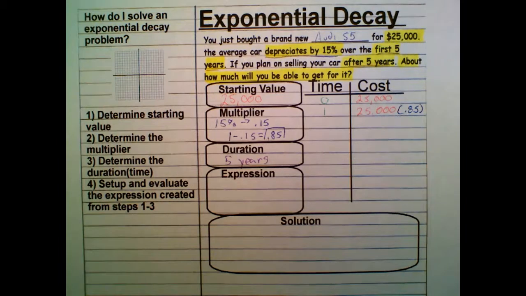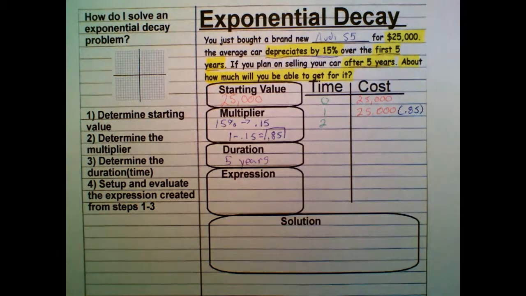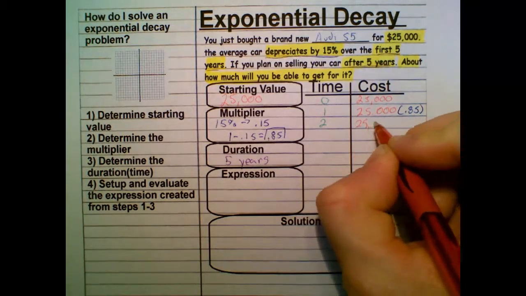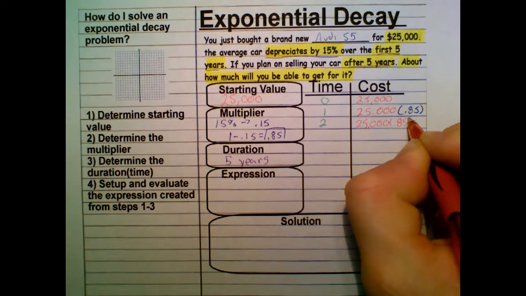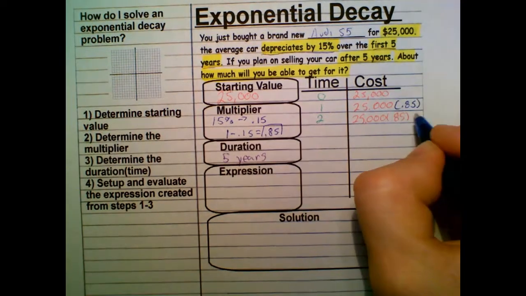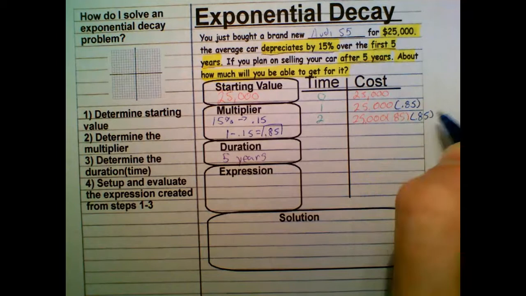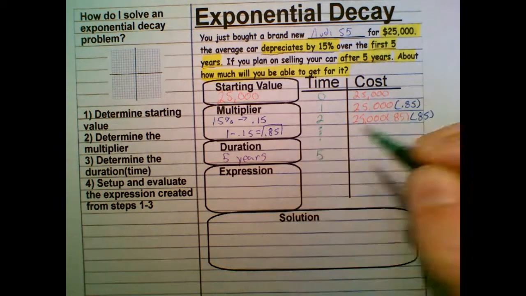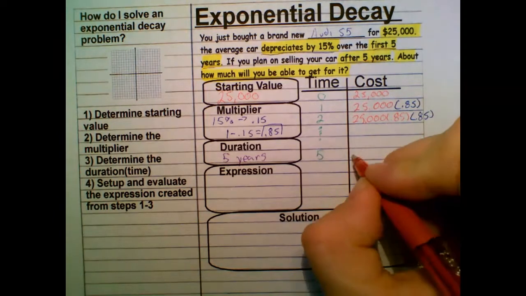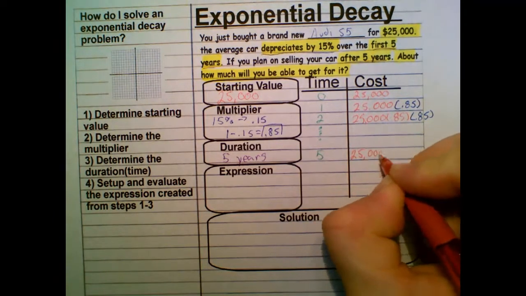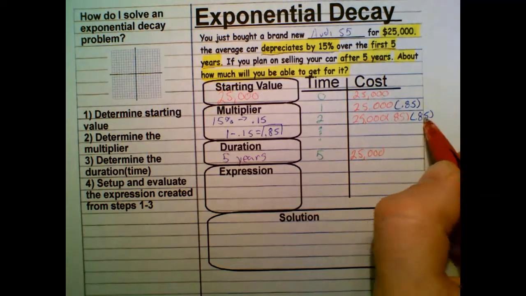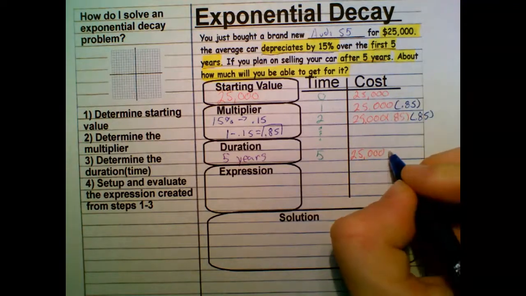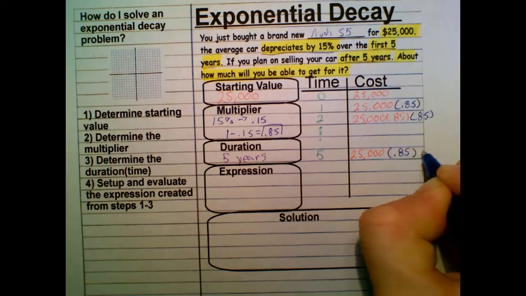And again, in the next year, year 2, it is worth only 85% of the previous year. So the previous year is 25,000 times 0.85, and it's only worth 85% of that, times 0.85. And again, if this pattern continues, we want to know how much it will be worth in 5 years. Well, in this situation, we really have 25,000, and in 5 years, how many times would we have multiplied it by 0.85? We multiplied it 5 times. So we should have 25,000 times 0.85 to the 5th power.